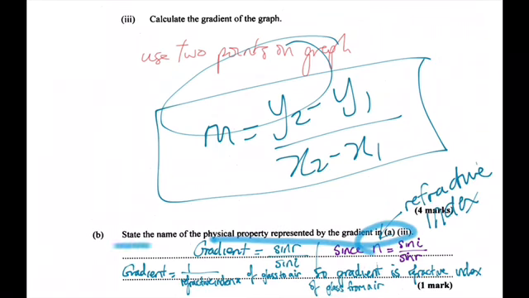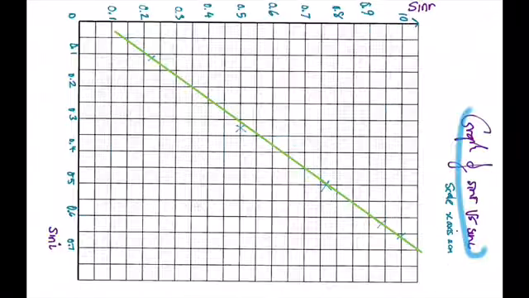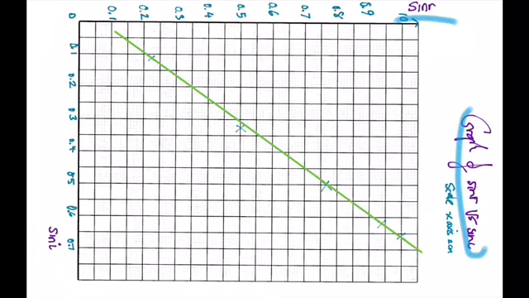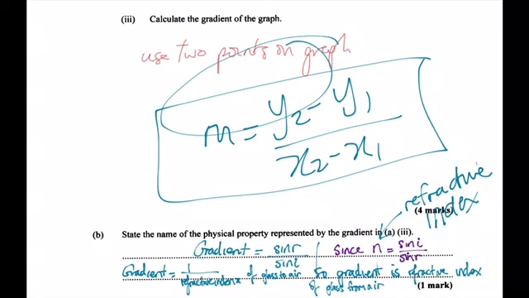State the name of the physical property represented by the gradient. This is a state question, so you can just write it is the refractive index. But there's a little tricky thing in this question, because watch. It's really sine R over sine I. So that is sine R over sine I. If you look at the gradient, that will not be the refractive index. Because this is the refractive index, the gradient is sine R over sine I.